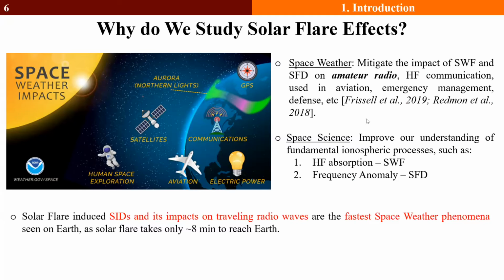So I'll recommend you go and read these two papers. One is Frissell and Redmond. They describe the September 2017 solar flares that created some kind of problem during the Hurricane Irma phase, when the amateur radio and emergency management system were evacuating people from the Caribbean islands. So these two papers describe it really well.